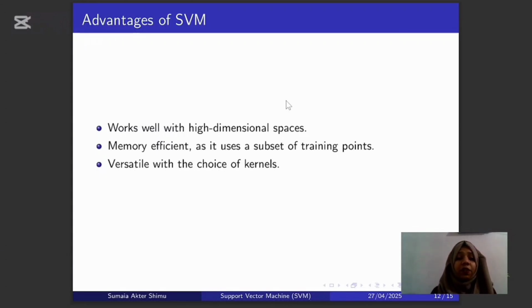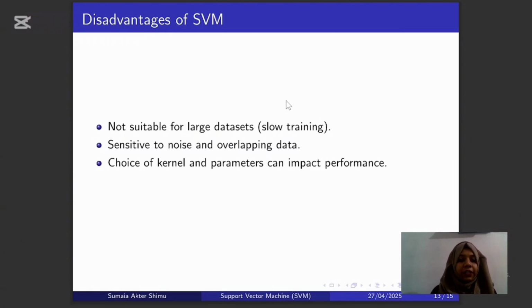There are several advantages of SVM. Among them, some of these are: it works well in higher dimensional space, it is memory efficient, and it is versatile with the choice of kernels, that is, it can work both with linearly separable data and non-linearly separable data. There are several disadvantages of SVM, like it is not suitable for large data sets. For those working with large data sets, it will work very slowly on training. It is sensitive to noise. The choice of kernel and parameters can impact the performance. Like if we choose a linear kernel in case of non-linearly separable data, it will not perform so well.